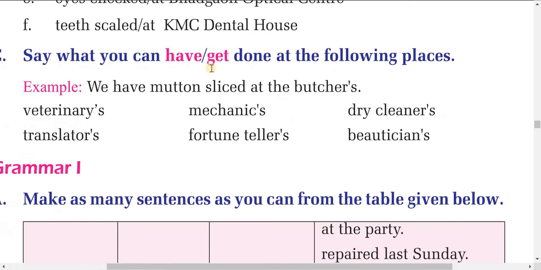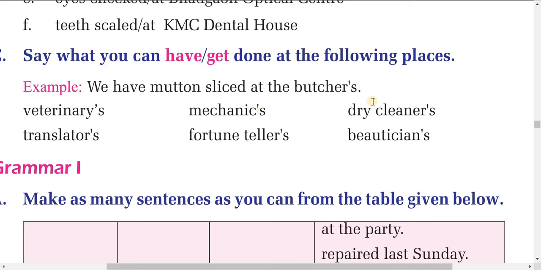Now, see what you can have or get done at the following places. We have mutton sliced at the butchers. We have our pets treated. We have our pets checked at veterinaries. Mechanics: we have our bikes repaired. We have our cycles repaired.